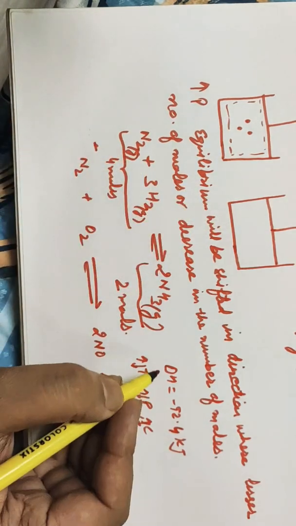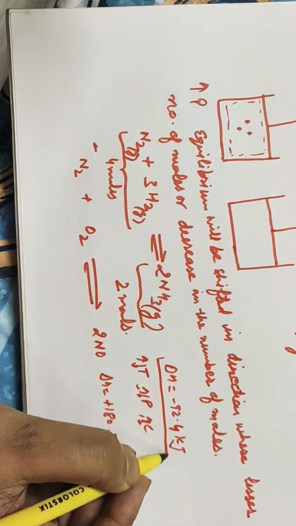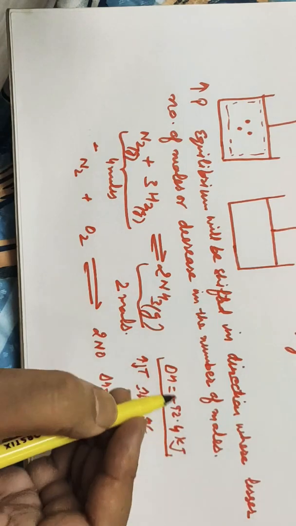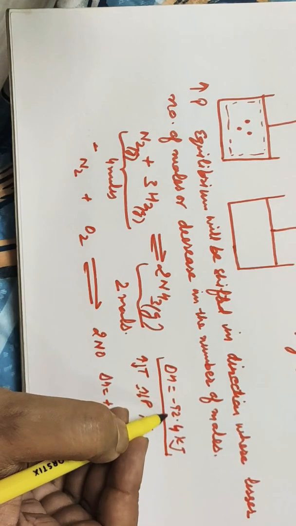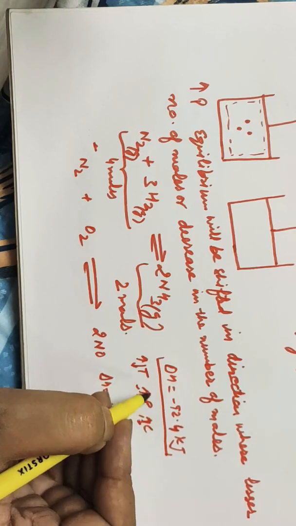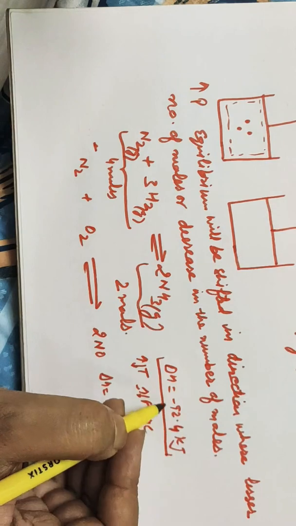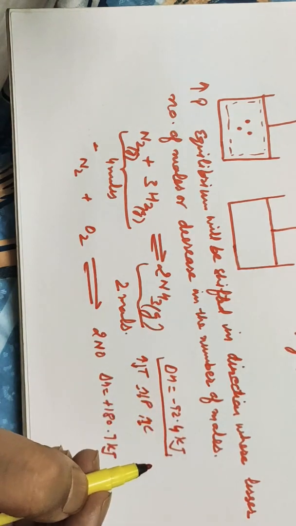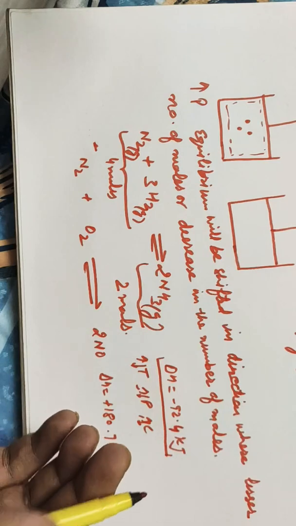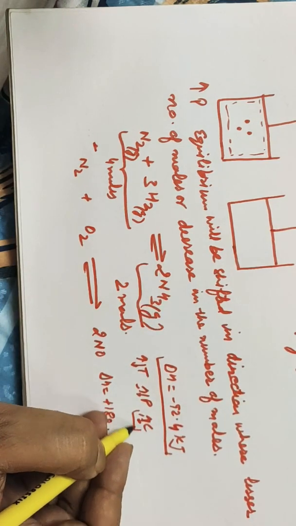And in case of temperature, you must know whether the reaction is endothermic or exothermic, and you will come to know from this enthalpy change data whether the reaction is endothermic or exothermic. If we increase the temperature of an endothermic reaction, the equilibrium will shift in the forward direction. And last is the concentration.